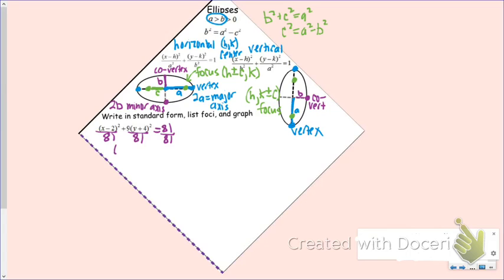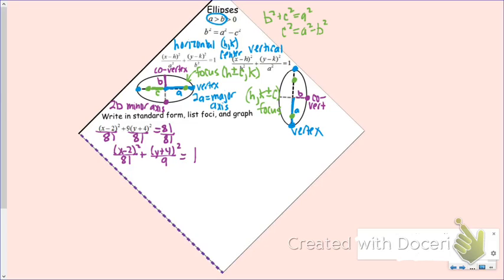So now I have x minus 2 squared over 81 plus y plus 4 squared over 9, and I can simplify this, because 9 over 81 simplifies to 1 over 9. And it's all equal to 1. Now it's in standard form. So let's go ahead and draw the graph first. That's a little bit simpler.